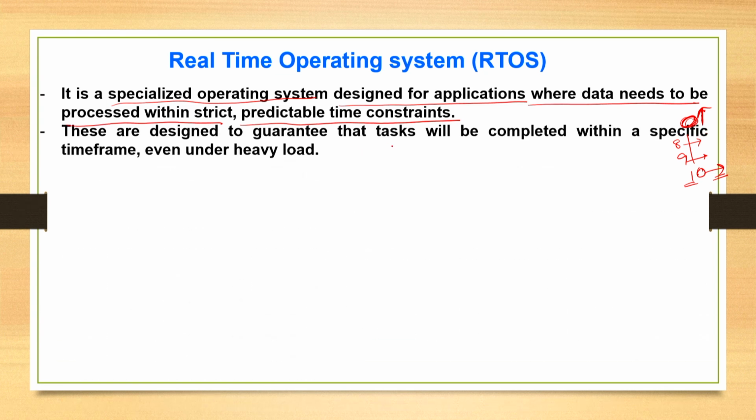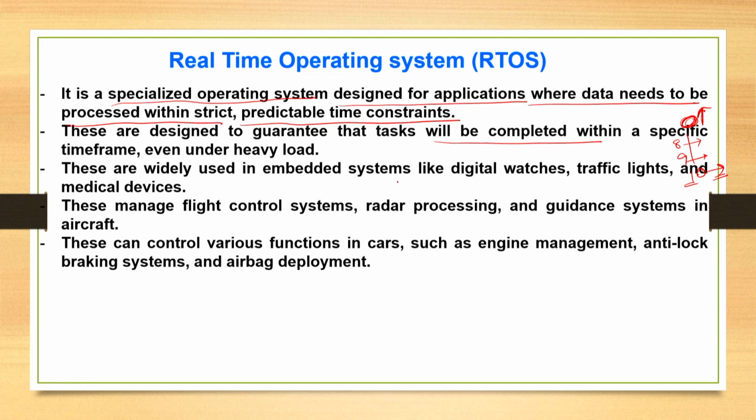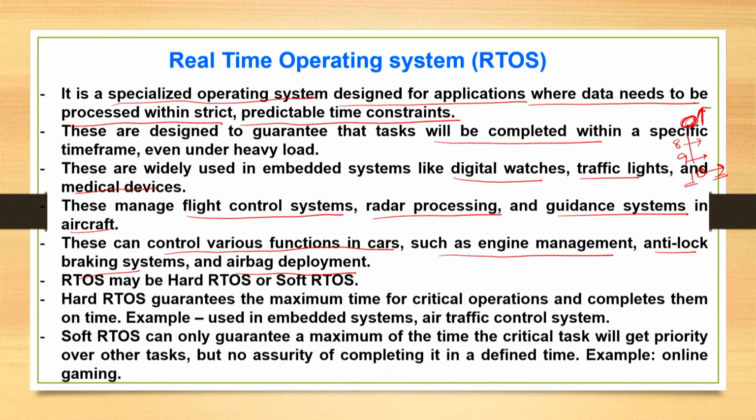These are designed to guarantee that tasks will be completed within a specific time frame, and these are widely used in embedded systems like digital watches, traffic lights, medical devices. It can be used in a flight control system, radar processing, guidance systems in aircraft, or to control the various functions in cars such as engine management, anti-lock braking system, airbag deployment. All of these use the real-time operating system.